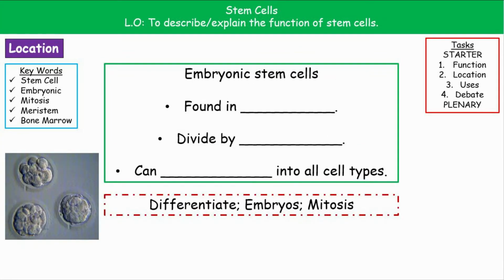So what I'd like you to do then is, in your books, I'd like you to write down these 3 points about our embryonic stem cells first of all. And I've given you little pictures of some embryos on the left hand side there. Now the key words that you need are in the red box at the bottom. So I'm going to give you a couple of minutes to get these points written down with those words filled in.